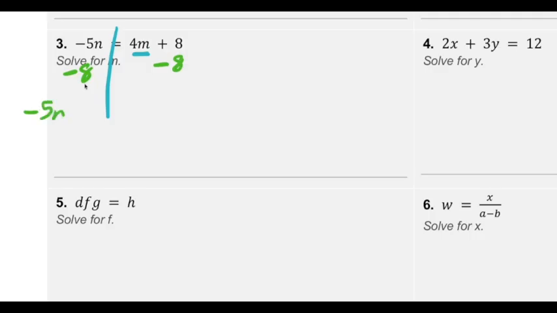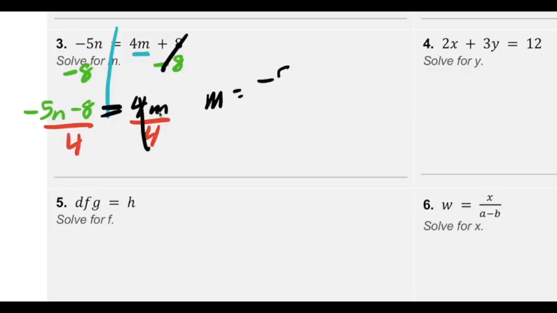Minus 5n minus 8 equals, those cancel, 4m. And now I'm almost done. I can get rid of the 4 though. So just divide both sides by 4. And then there's my answer. m is equal to negative 5n minus 8 over 4.